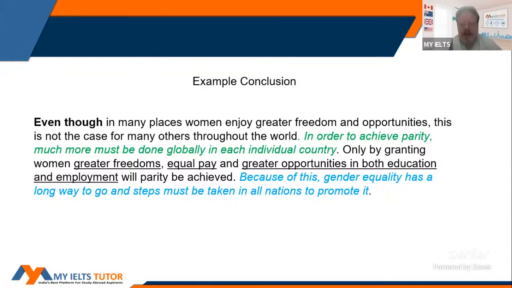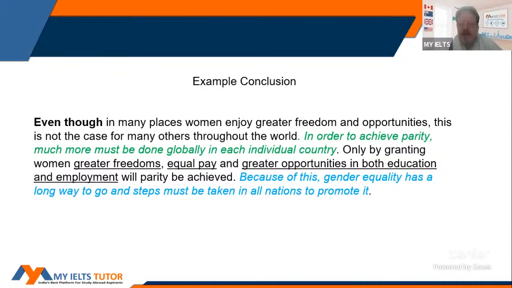Basically, this restates the essay prompt, the main topic from the essay prompt. And then, in green, the next sentence is basically my thesis. That's my thesis for this.